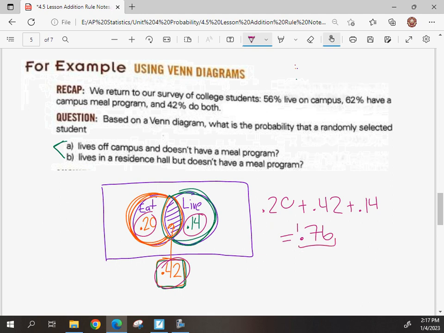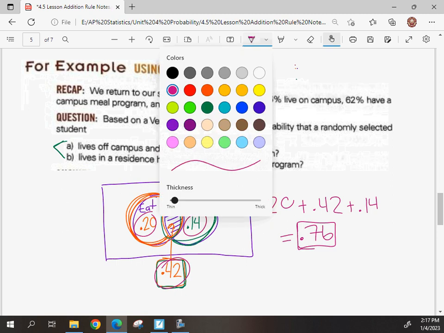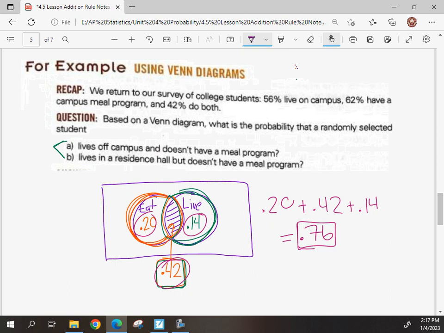So this is sort of a confirmation of using the addition rule, but subtracting out the overlap because they're not mutually exclusive. If we want to figure out what is in the rest of this space, not in the circles, that means these are people who are not eating a meal program, and they're also not living on campus. So those people who maybe have an apartment off campus and still want to get their own groceries. All of our probabilities should always add to 1, so we can subtract 1 minus our 0.76, and so this space would be 0.24.